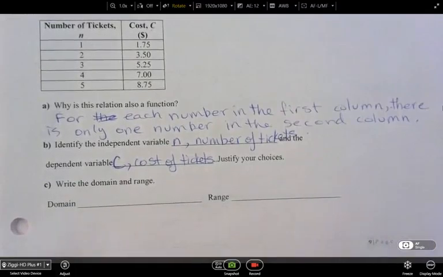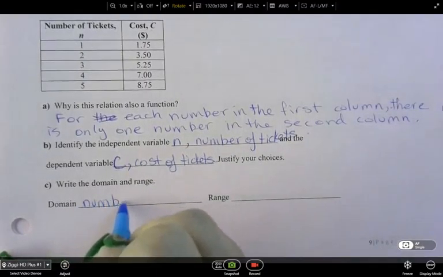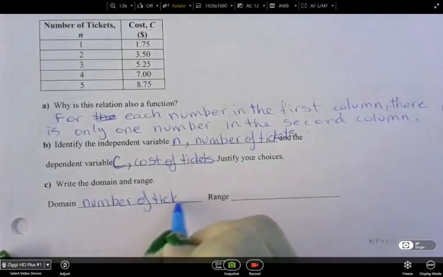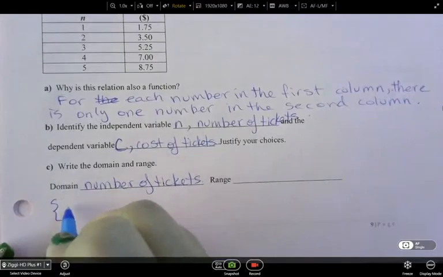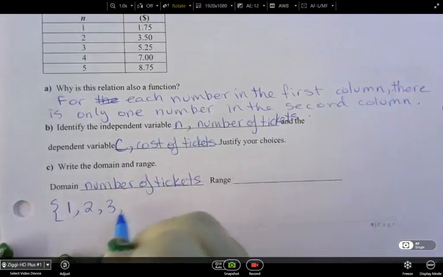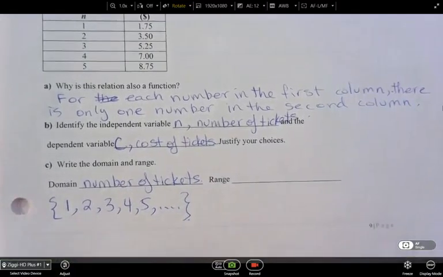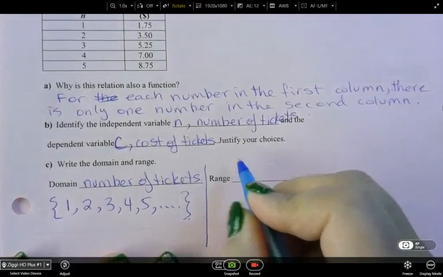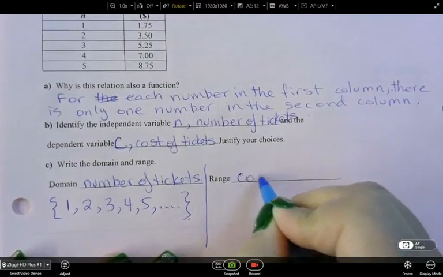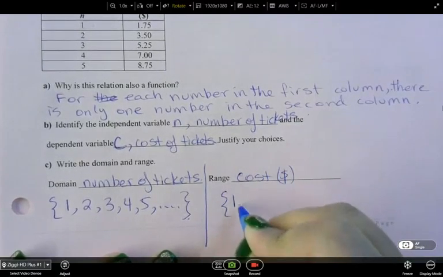And then what is the domain? Number of tickets. And I want you to list the numbers as a set as well. So it's 1, 2, 3, 4, 5, and it continues on. Close that set. And then your range is the cost. Okay, and list these numbers in the set.